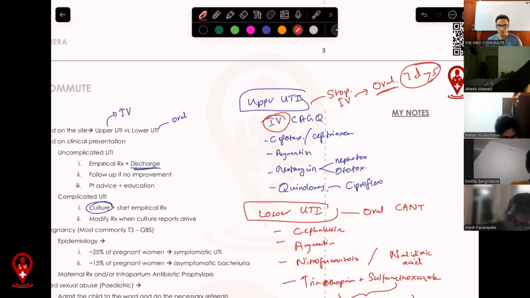And then throughout the management, guys, you must put the child on IV fluid infusions, right? This is to improve the urine output, guys. And especially if we are using nephrotoxic drugs, we have to pay special attention. So we will give fluid infusion throughout the management. This is upper UTIs. Everyone clear about this? Give me a thumbs up, right?